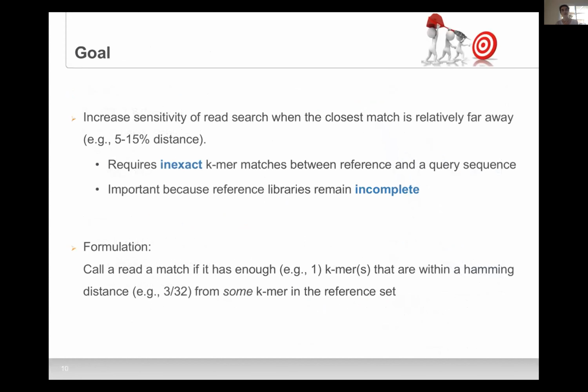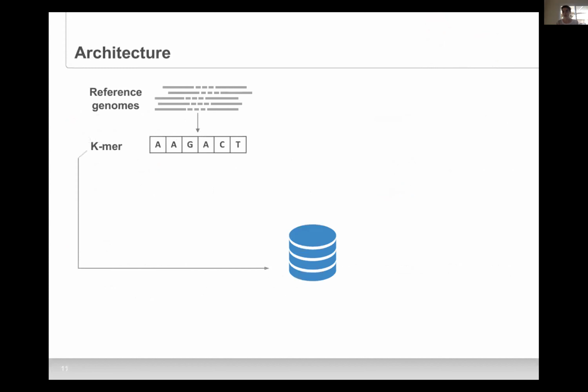So we were trying to see whether we're capable of expanding the capabilities of existing software by relying on inexact k-mer matches between the read and a reference database. And again, just to underline, we believe that this is important in cases where exact reference assemblies for a group of interest are simply not available. So here is a high-level architecture.